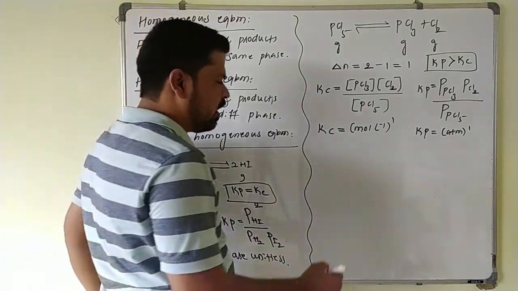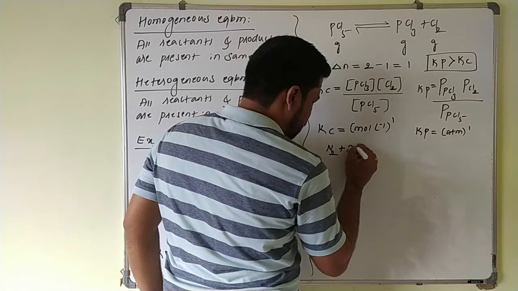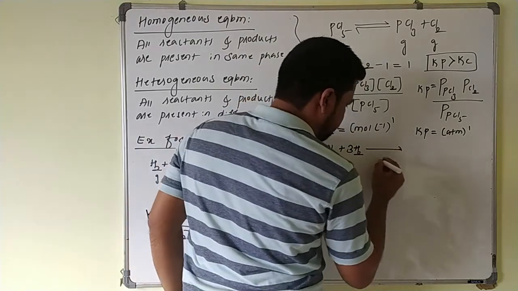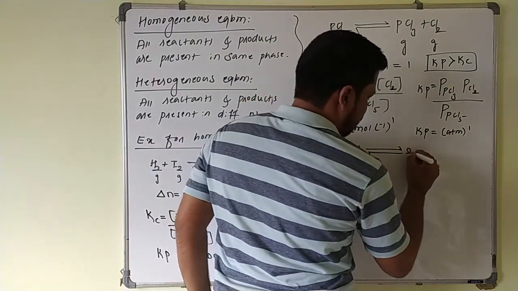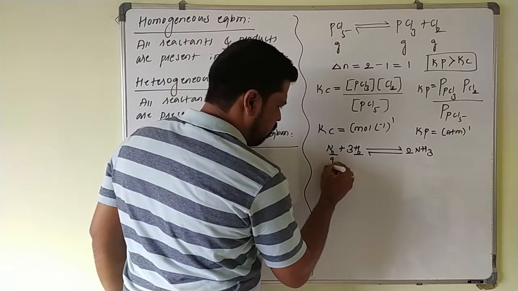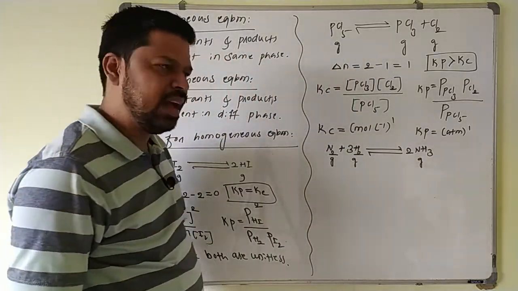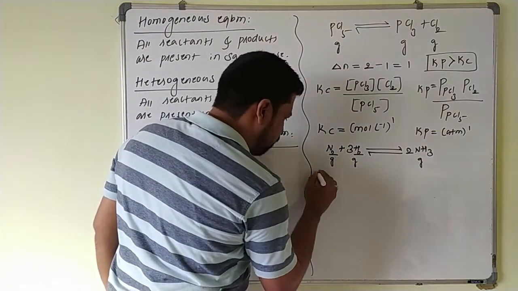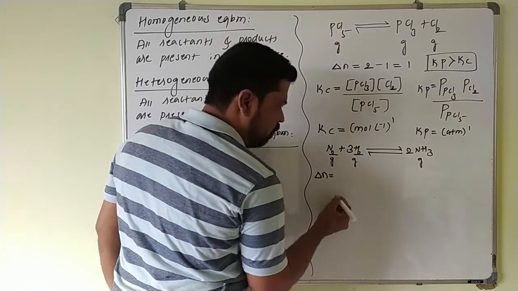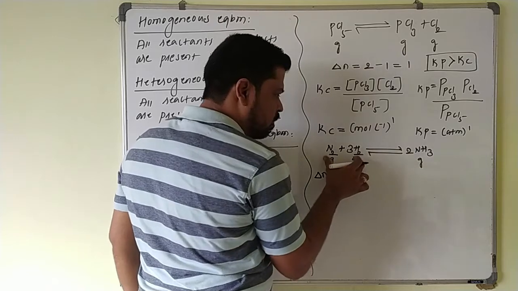So for the next equation you can take the example where N2 combines with 3 moles of H2 giving 2 moles of ammonia. Now see here, N2 is also gas, H2 is also gas. The product formed is also gas here. So for this equation, if you find the delta n value, what is it?